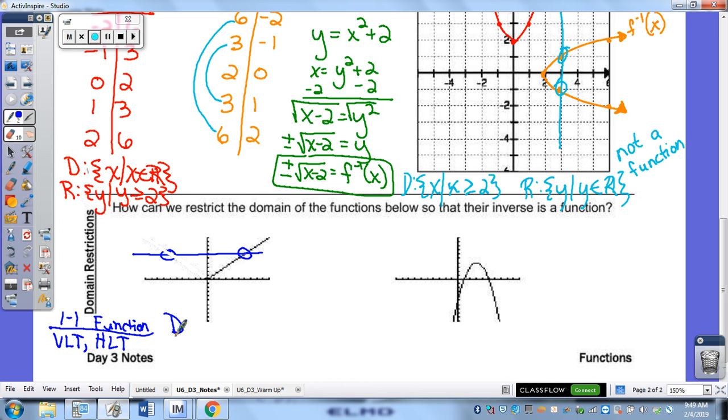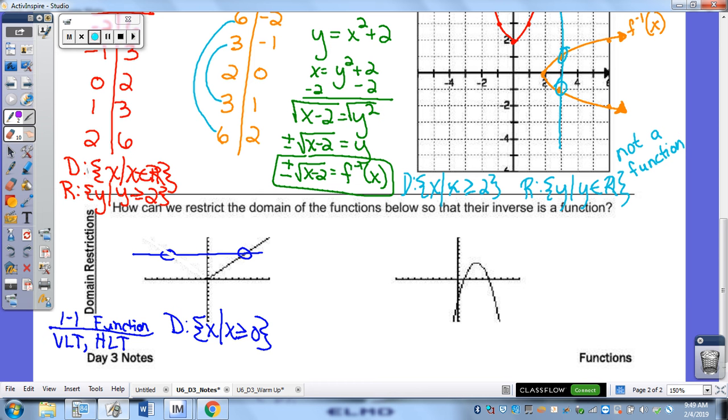So if my domain simply was x is greater than or equal to 0, getting rid of your negatives there, your inverse of that would end up being a function. So if the original is one-to-one, your inverse is a function. So if we restrict that domain to simply be greater than or equal to 0, so all the positives, the inverse will end up being a function.